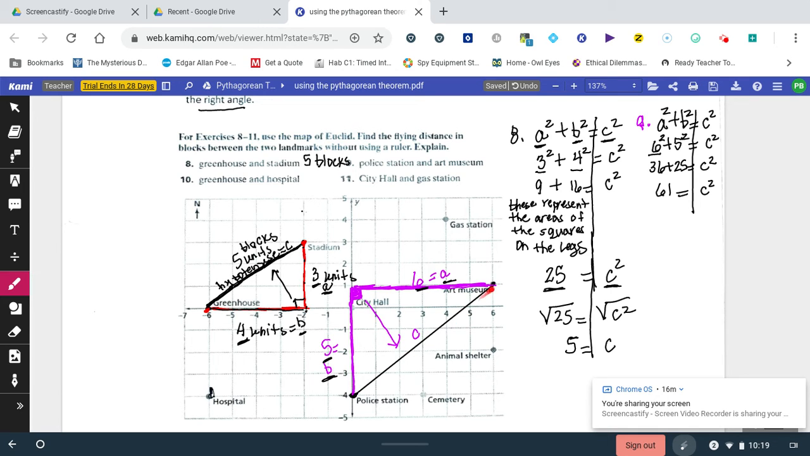So since I want this side length, which represents the distance between the police station and the art museum, what do you do with this 61, since 61 represents the area? Well, you take the square root of 61 to get the side length. So that means I'm going to take the square root of C squared, because I don't want C squared. I don't want the square. I just want the side length, which is just C. So the square root of 61 is C.